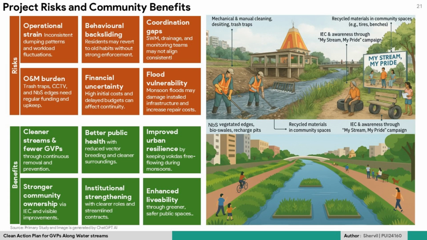Every intervention brings both risks and benefits. On the risk side, challenges like inconsistent waste load, behavioral backsliding, and coordination gaps may affect long-term maintenance, but the benefits clearly outweigh them: cleaner streams, fewer GVPs, better public health, stronger community ownership, and improved flood resilience. This project ultimately builds a cleaner, safer, and more resilient river corridor for Rajkot.